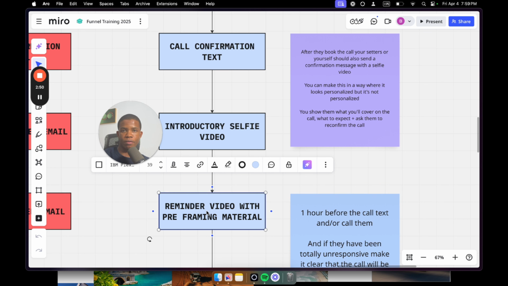So the video should contain pre-framing material. So explain again, just like the thank you video, what you're going over on the call, testimonials, results that people have gotten, what kind of stuff they expect when they join your program, what modules are involved, what are they going to expect when they buy your service. All of this stuff is necessary for them to see so that they have most of their questions answered before they come on a call.